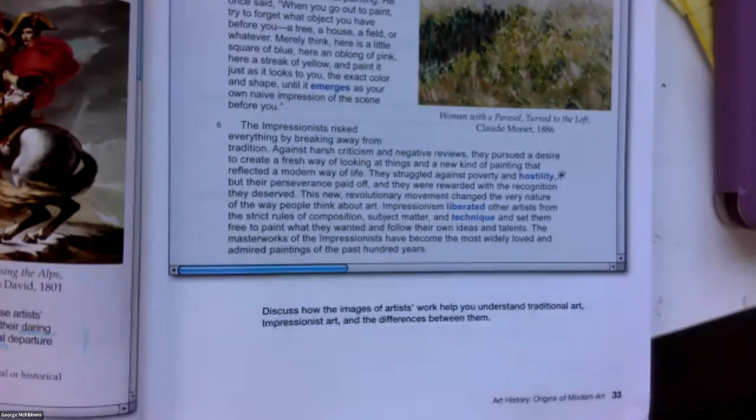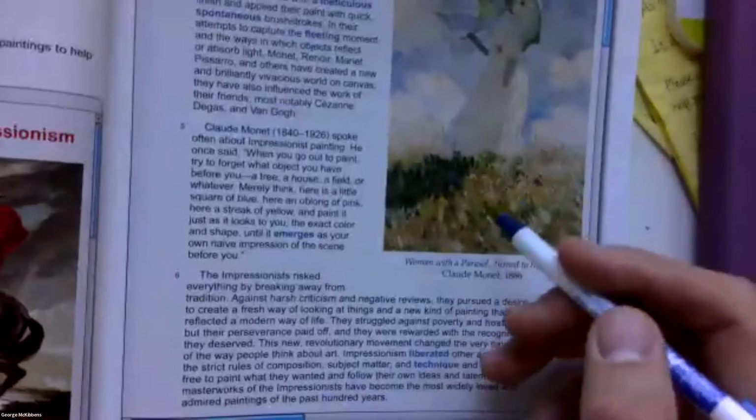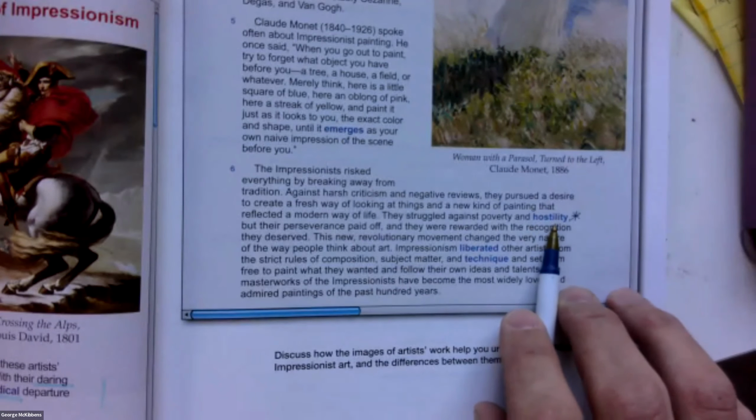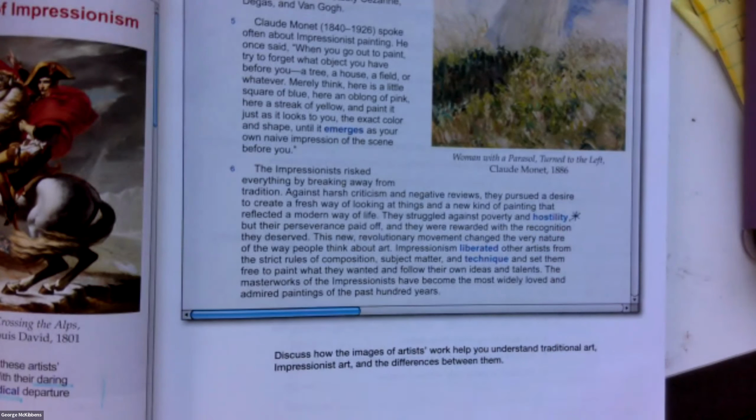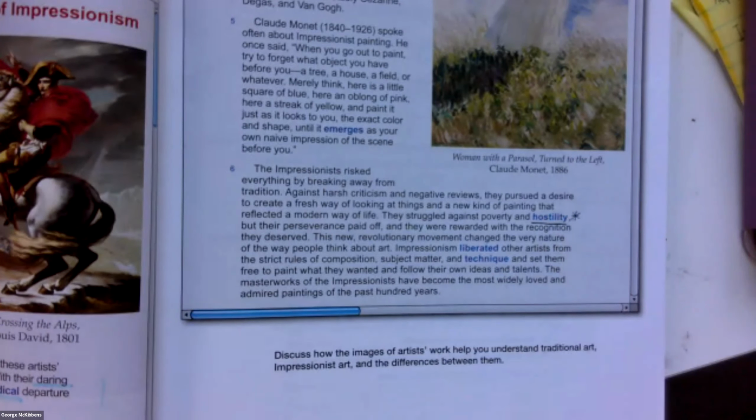So what I want to ask everybody here is, in your own words, why did the Impressionists, people like Claude Monet, who painted this painting, which wasn't realistic and you could see fluffy brushstrokes, why would people who painted this way face hostility? Would anybody like to take that question? Take a minute, and anybody who wants to answer, just raise your hand. And I'll put the question in the chat.